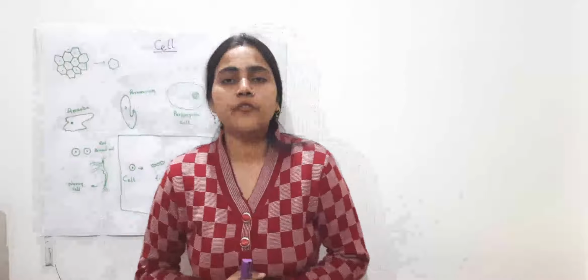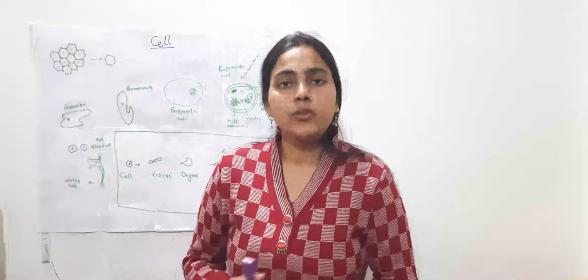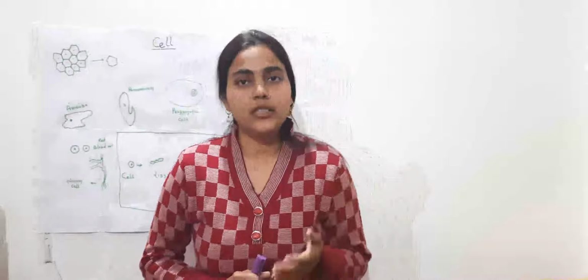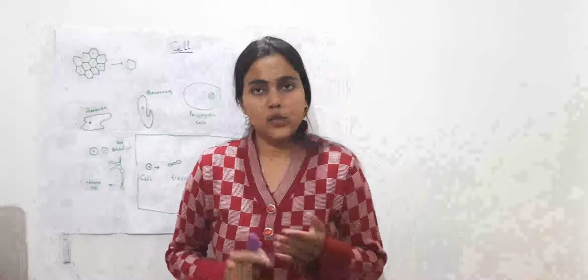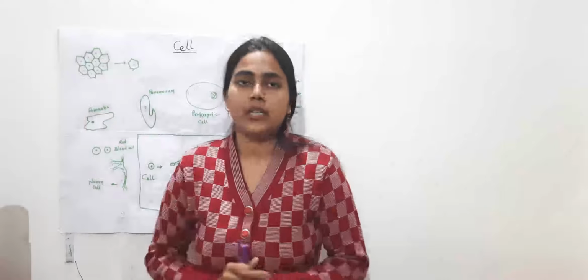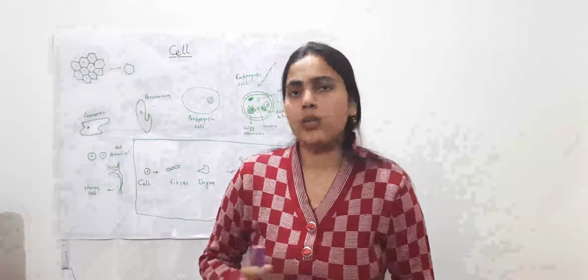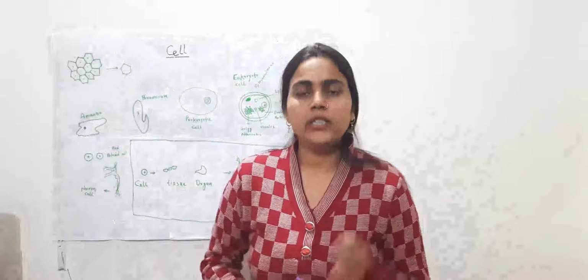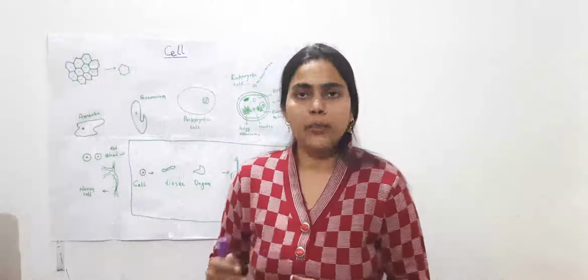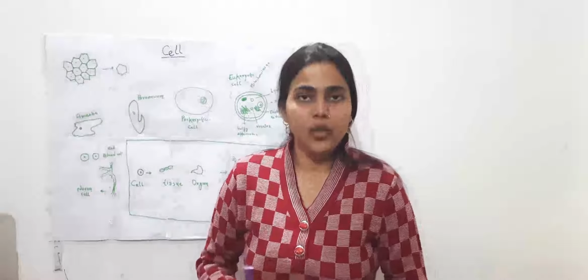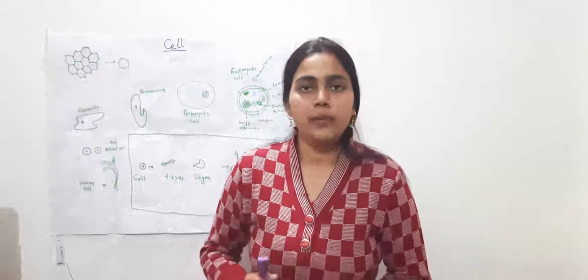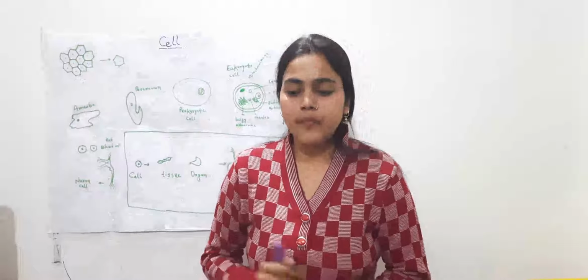Now coming to some facts about the size of cells. The largest known cell on earth is the ostrich egg cell, whose dimension is 170 mm by 130 mm. And the smallest cell is mycoplasma, a bacterium, whose dimension is 0.1 to 0.5 micron, and 1 micron is equal to 10 to the power minus 6 meter.